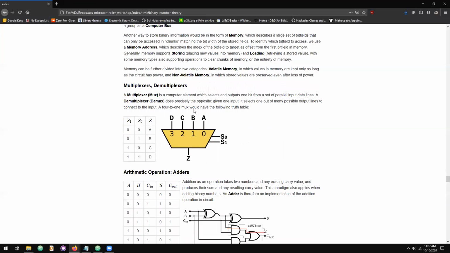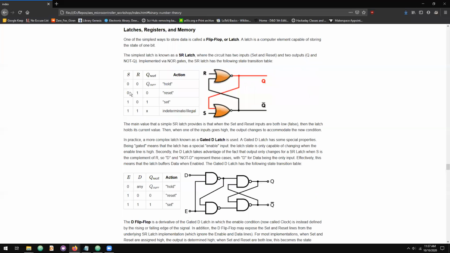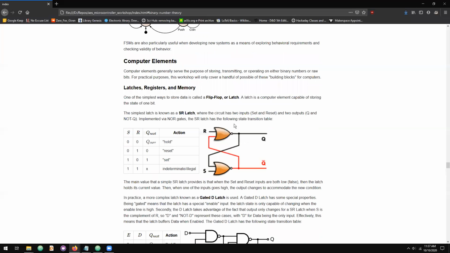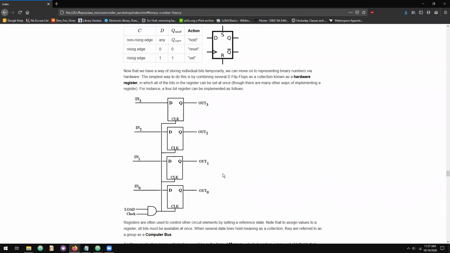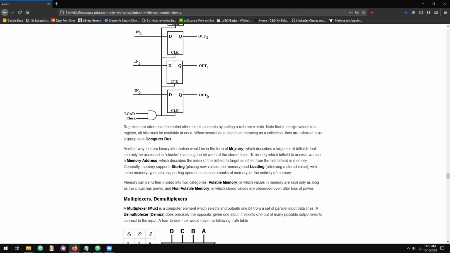So this is just for representing stored values. You build it up from a latch using digital logic until you have something like a hardware register, and we can use similar techniques to produce different kinds of memory.